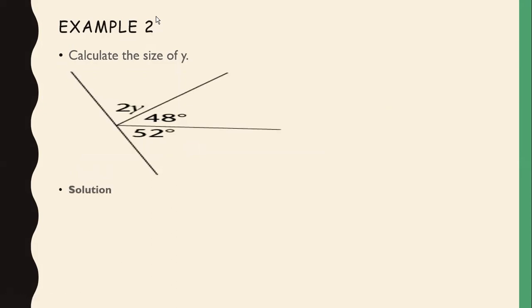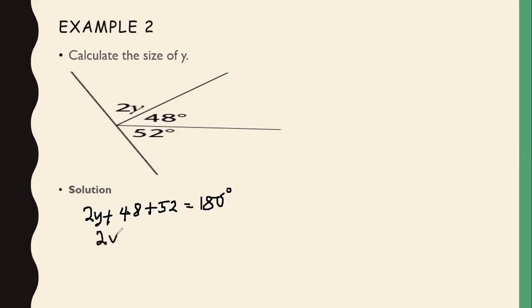Now let's take a look at the second example, example 2. All these values lie on the same straight line. Therefore, we also have supplementary angles. Definitely, at the end of the day, we have 2y plus 48 plus 52. Everything should be equal to 180 degrees, right? Because we have angles on a straight line.